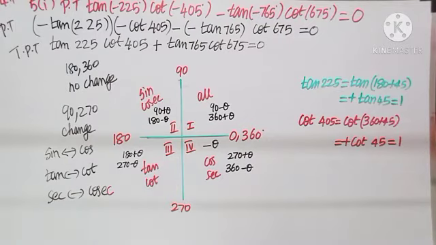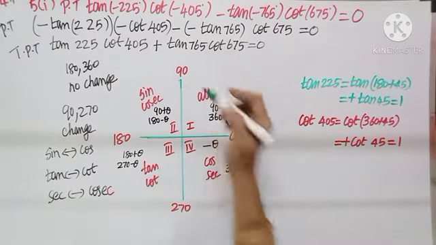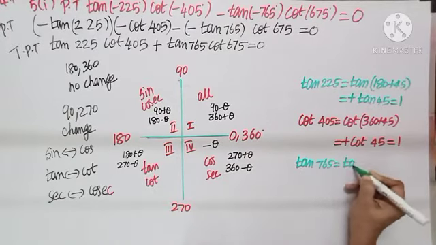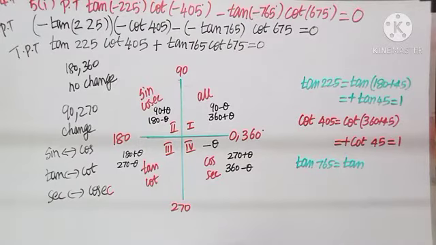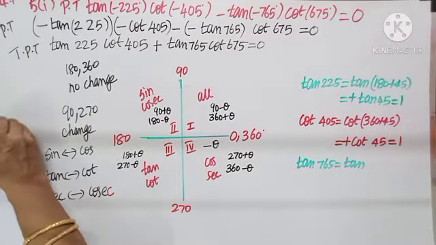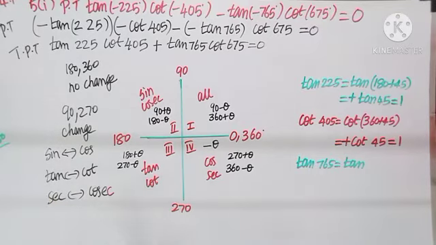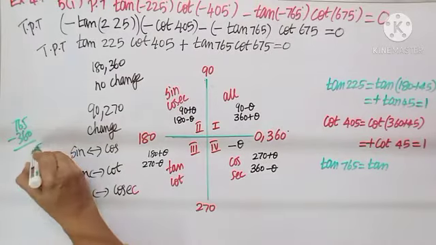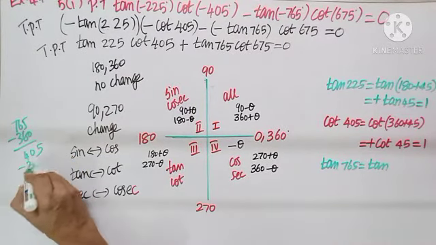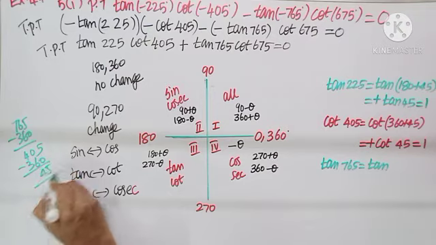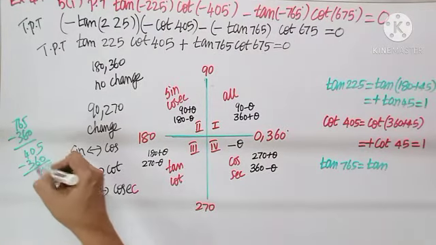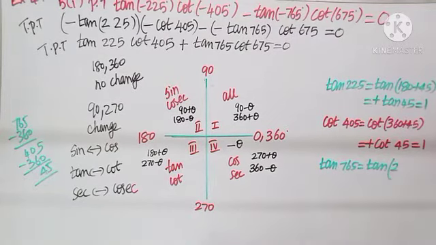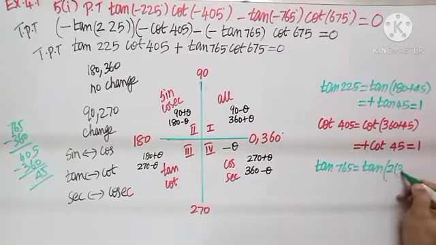The next one, I need to find out tan 765. It is a bigger angle. Subtract. So 765 minus 360. What is my answer? 765 minus 360 is 405. Again subtract 360. My answer is 45. How many times I subtract 360? 2 times. So how will I write? 2 times 360 plus 45.